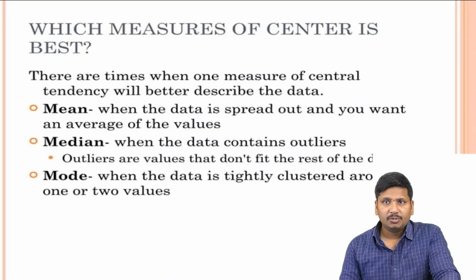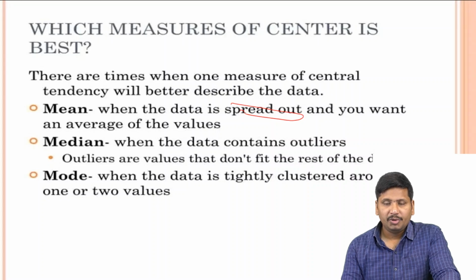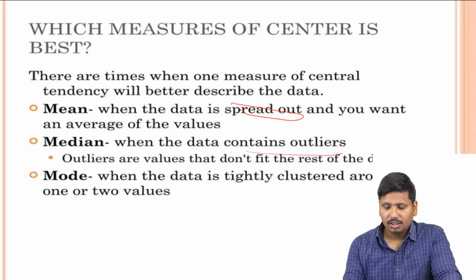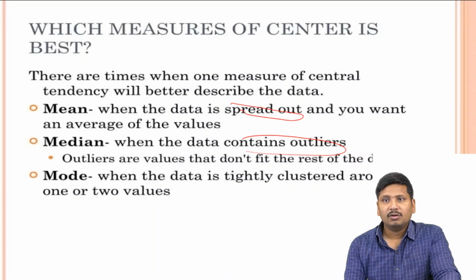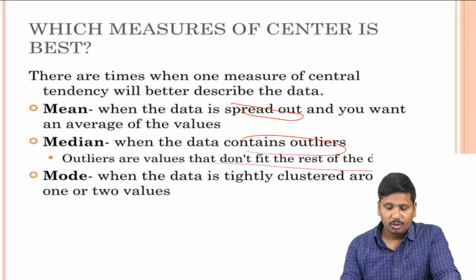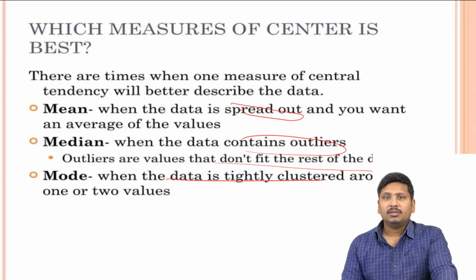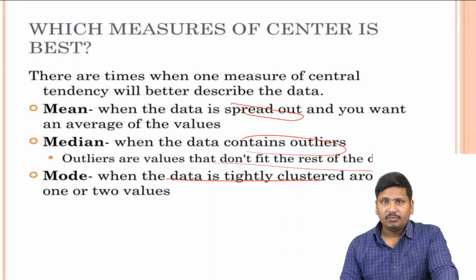There are many times when one measure of central tendency describes the data better. The mean is used whenever the data is spread out and you want an average of all these values. The median is used when the data contains outliers. Outliers are the values that do not fit with the rest of the data. And the mode is used whenever the data is tightly clustered around one or two values. Those are the various measures of central tendency.